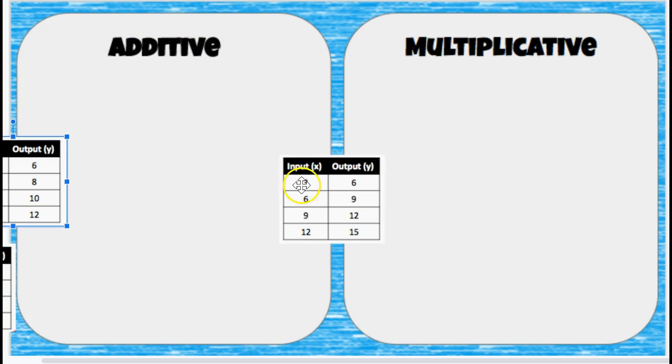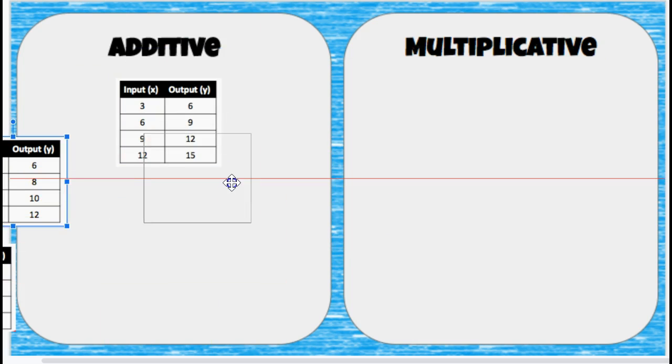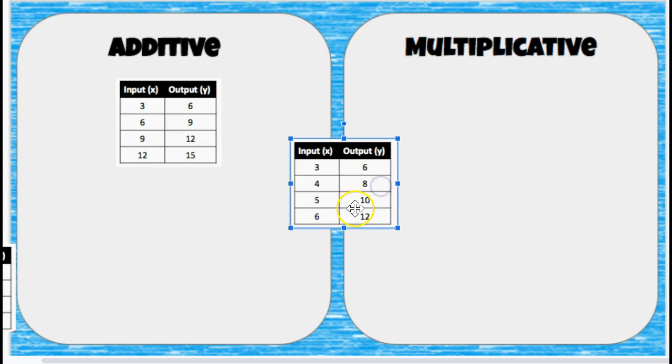So let's try adding. So 3 plus what is 6? 3 plus 3 is 6. So if my rule is plus 3, let's see if that works. That would mean 6 plus 3 is 9, and that does work. 9 plus 3 is 12, that works. 12 plus 3 is 15, and that works. So you're trying to see if it is an additive pattern, or a multiplying pattern.